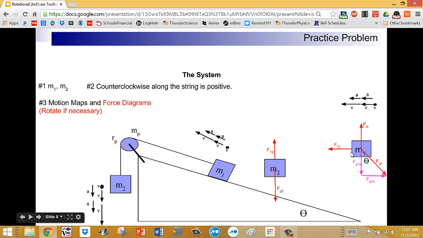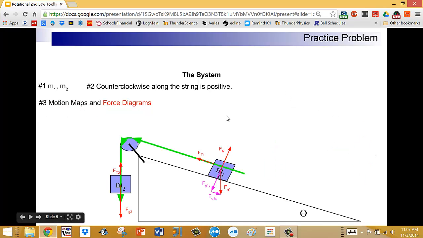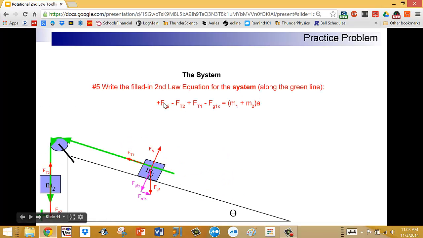Rotating if necessary, M1 would be one that we can rotate if we'd like. However, we're a little more advanced, so we'll look at M1 just as it is on the incline itself without really having to rotate it. Step 4 for our system is to say the sum of the forces equals the mass times acceleration. We're explicitly writing out the sum of the forces equals the mass times acceleration.